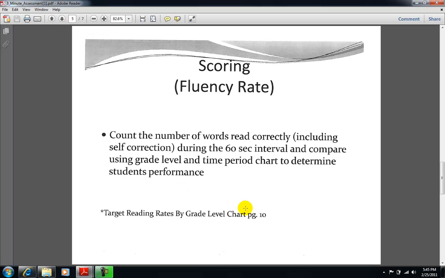Next thing we're going to look at is the fluency rate, or the fluency automaticity. In this, we're going to look at page 10. At the top, we've got the target reading rates by grade level, and they're broken down into fall, winter, and spring. So we're going to look at the winter. And we're basically going to take the words read correctly and see if it fits into the grade level specific, and whether or not our student is on grade level with regard to automaticity.